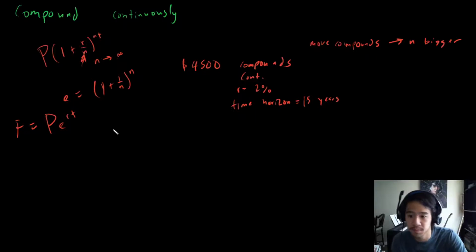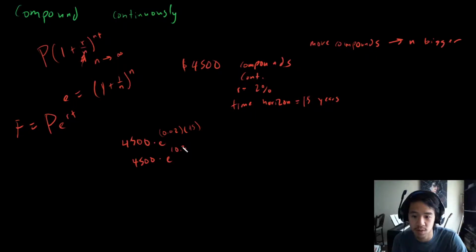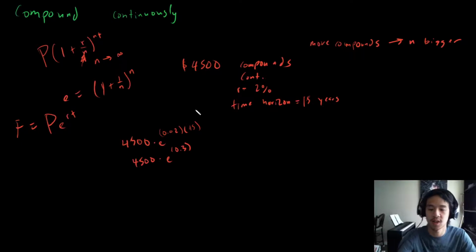Let's go ahead and do it. So we have 4,500, times E raised to the RT. So R is 0.02 and T is 15 years. So let's go ahead and simplify this. 4,500 times E to the 0.02 times 15. That's going to be 0.3. Let's go ahead and plug this in the calculator.